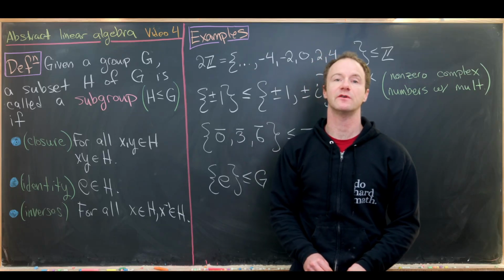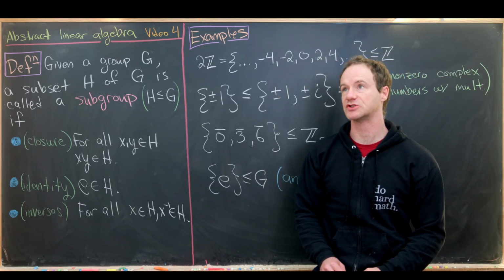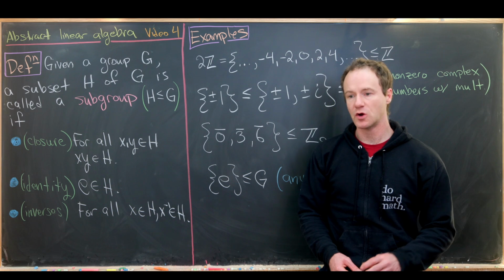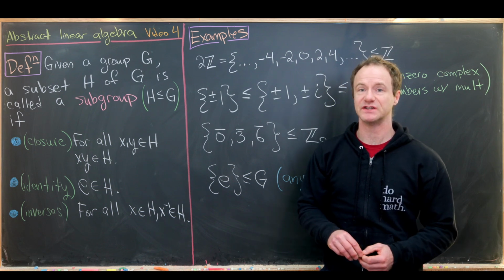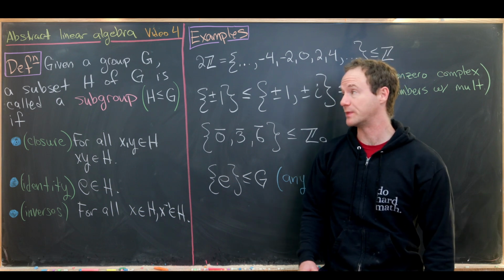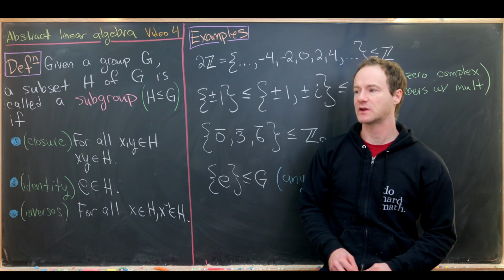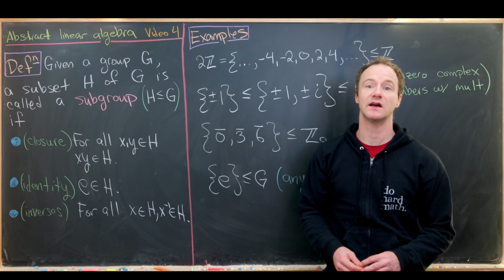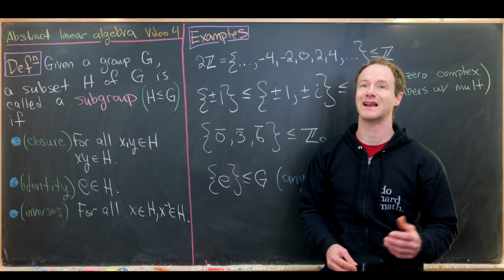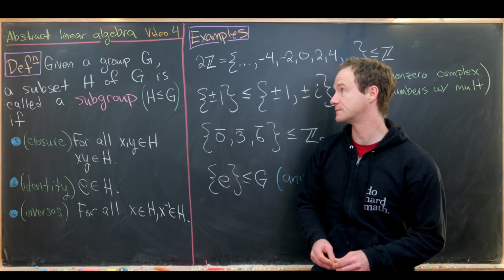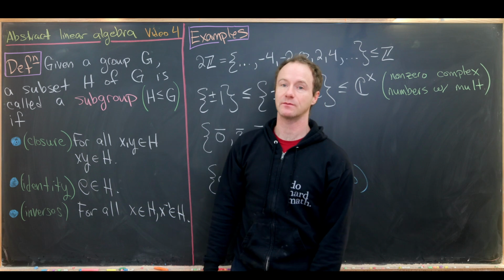This is the fourth video in a series covering abstract linear algebra. In the previous video, we looked at basic definitions building up to what a group is. And today we want to look at the notion of a subgroup, as well as the notion of a homomorphism and an isomorphism between groups. So let's start with a subgroup.